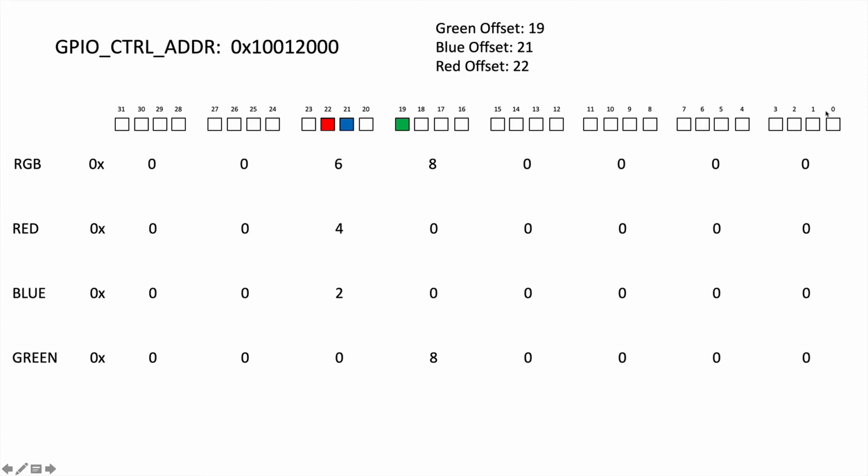So that's why I drew 32 bits, from 0 to 31. So it starts at 0, goes to 31. There's 32 bits. And then I highlighted the green LED, green offset 19. The blue LED is 21. The red LED being 22. And then what happens is we can take all of this and convert it into hexadecimal values. So let's start at the bottom. I put a 0x to represent hexadecimal values. And for the green LED, I have all zeros, but I have an 8 here because the upper bit is set here. So that translates into a hexadecimal value of 8.